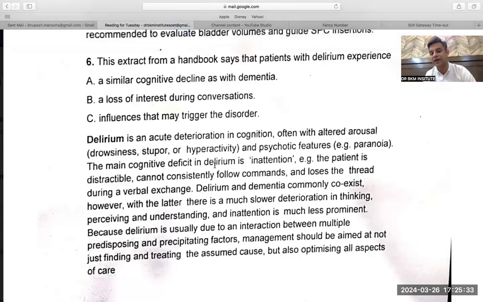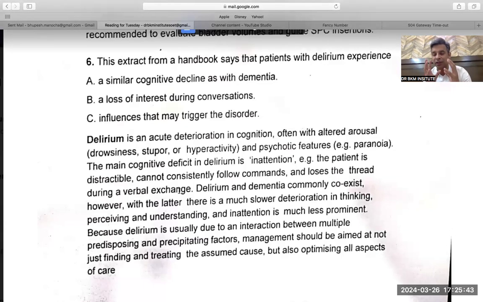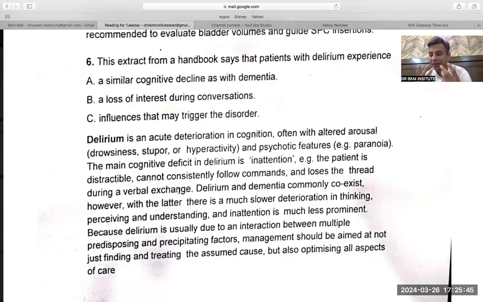The main cognitive deficit in delirium is inattention. That is, the patient is distractible and cannot consistently follow commands and loses the thread during a verbal conversation. So in delirium, the main problem is that the patient is inattentive. He loses his focus, distractible. That means he can be distracted.